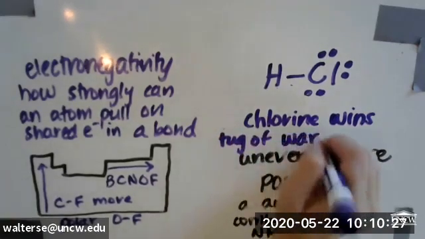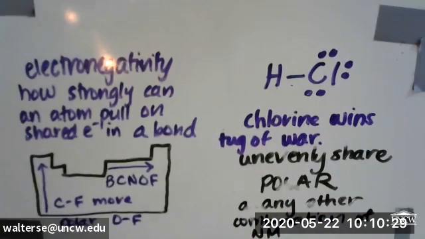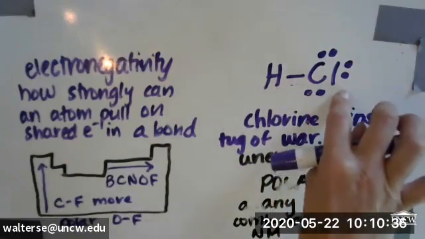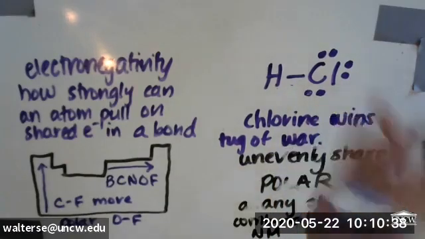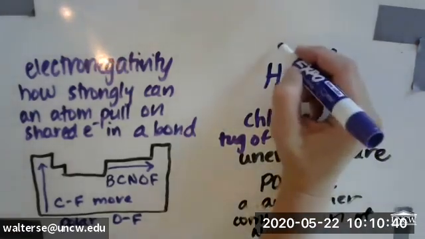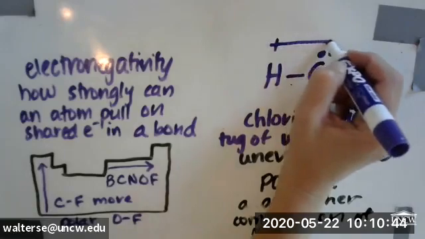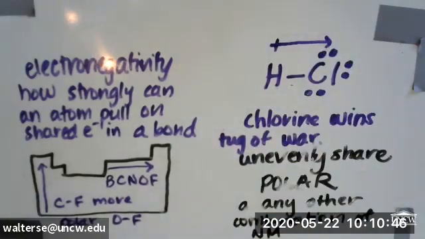But hydrogen isn't just going to let go. So it's still holding on, but the two electrons in this bond spend more time on the chlorine side. So we indicate that by using what's called a dipole arrow. You put a plus sign on the end of your arrow, and then you point the arrow towards the atom with the higher electronegativity.